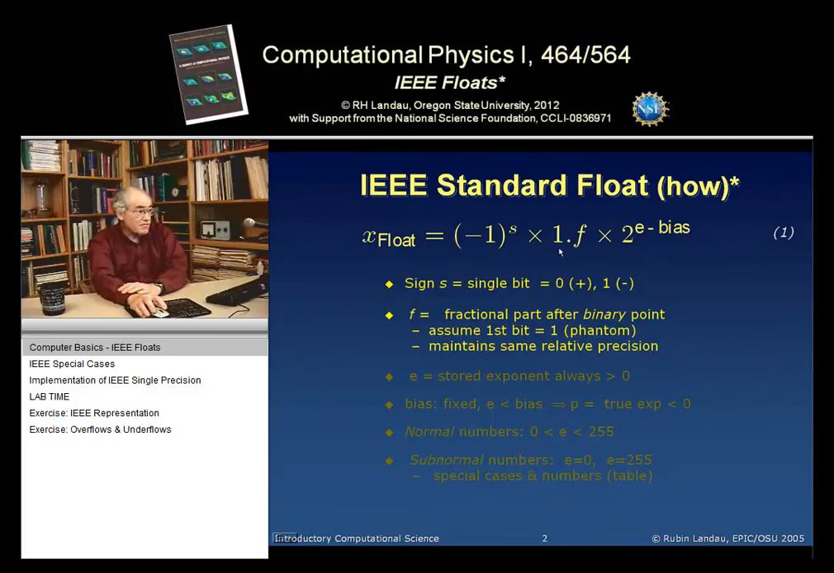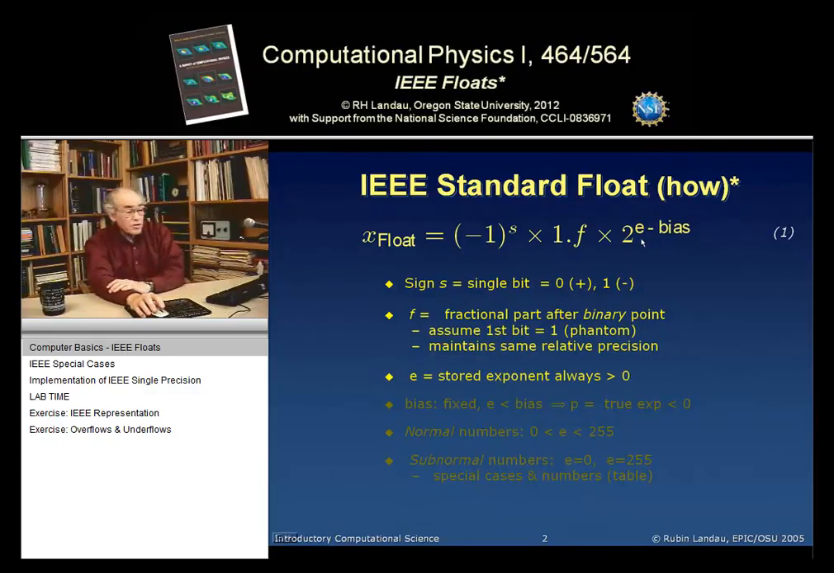Okay, the advantage, as we've said, of IEEE arithmetic is that it tends to give you the same relative precision for all numbers stored in this format. So even if the number is big or small, you know relatively what the error is like. Okay. So now E is the exponent.